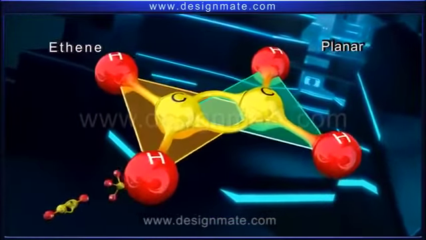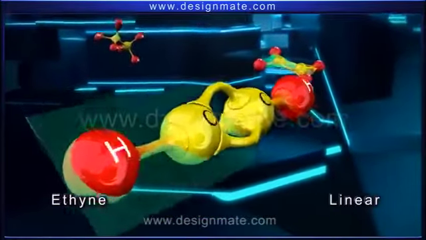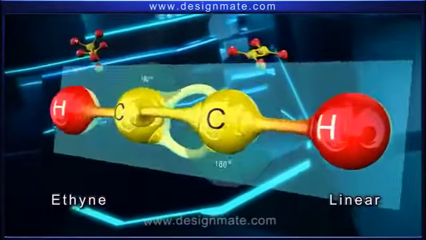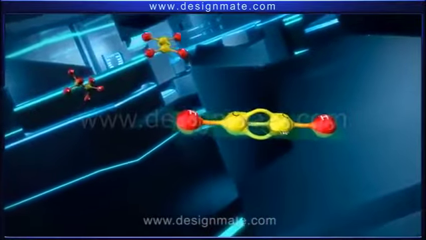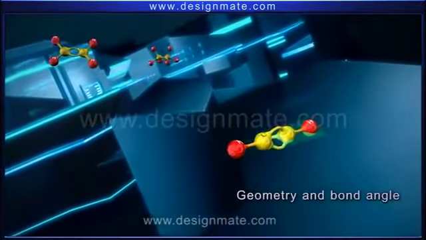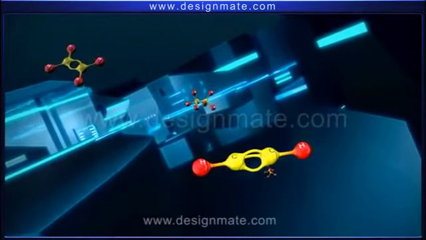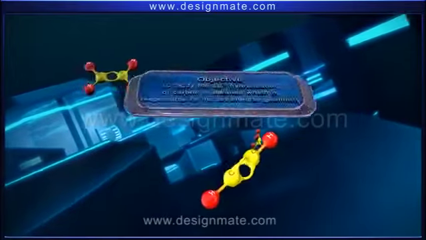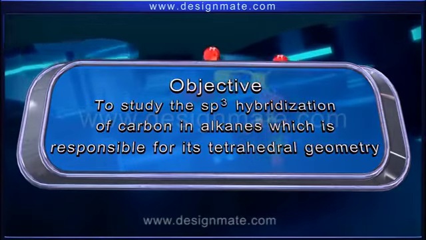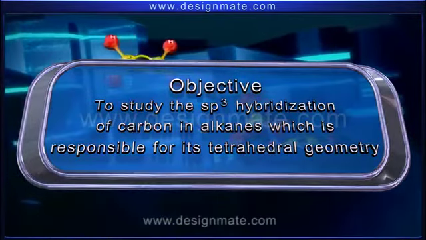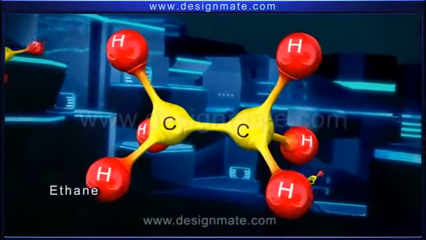Ethene is a planar molecule with a bond angle of 120 degrees, while ethyne is a linear molecule with a bond angle of 180 degrees. All these three hydrocarbons differ from each other in geometry and bond angle due to a difference in the state of hybridization of the carbon atom in them. In this topic, we will study the sp3 hybridization of carbon in alkanes and how it is responsible for its tetrahedral geometry. We will explain it by taking ethane again as an example.